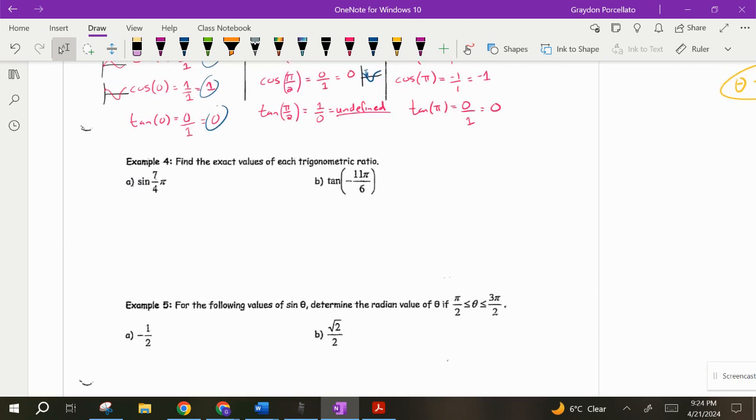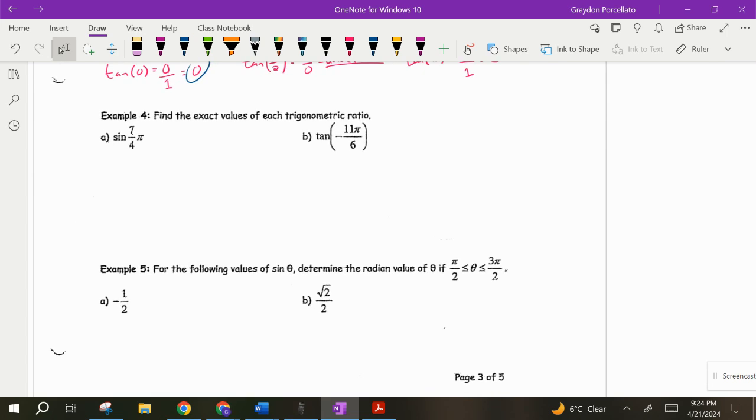I just got to get my charger and plug this in. So just give me about 35 seconds.